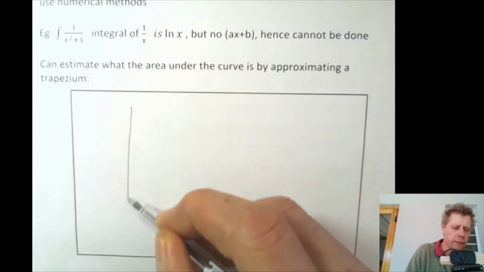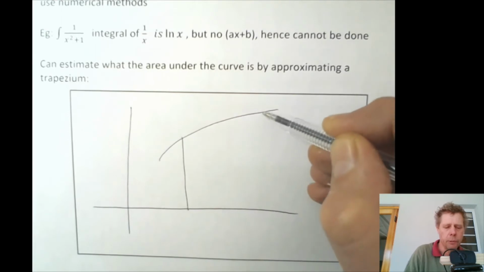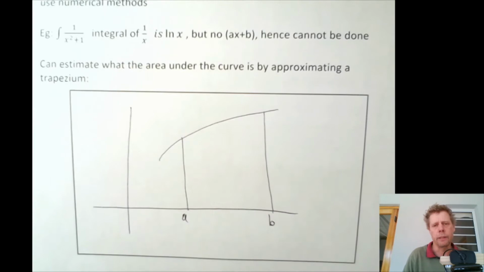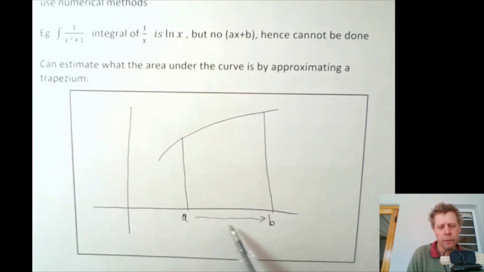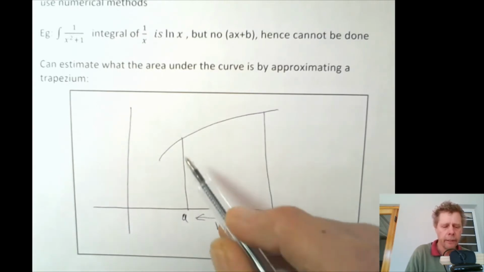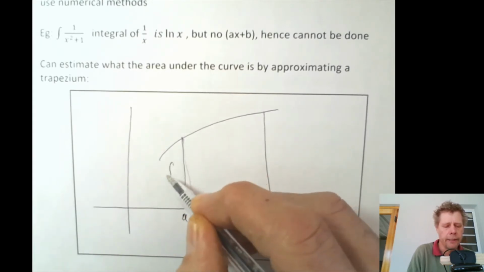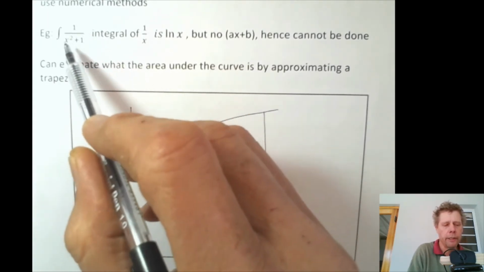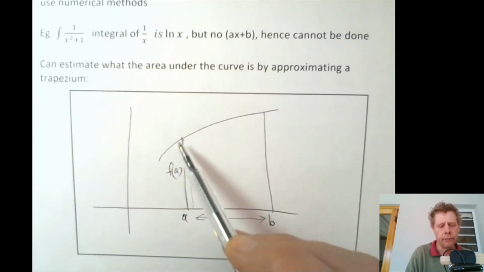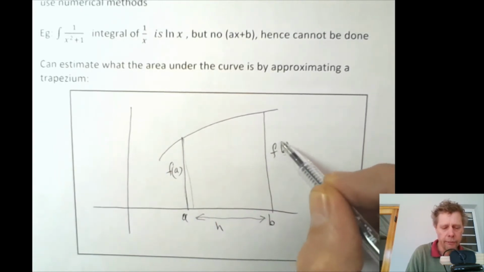Well, let's see. If we draw an axis and we draw a rough approximation of our curve, and we say, right, we want to integrate, we want to find the area from x equals a to x equals b. We could call this distance h, which is just b minus a. And what is the height of this? Well, the height is f of a. It's our function, 1 over x squared plus 1. We put a into that function, and we get the height of our, I call that a fence pole. And then we've got f of b on this side.